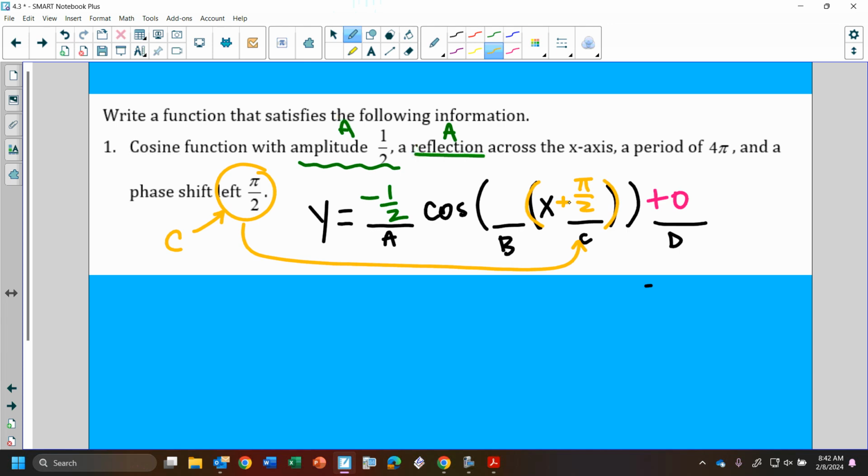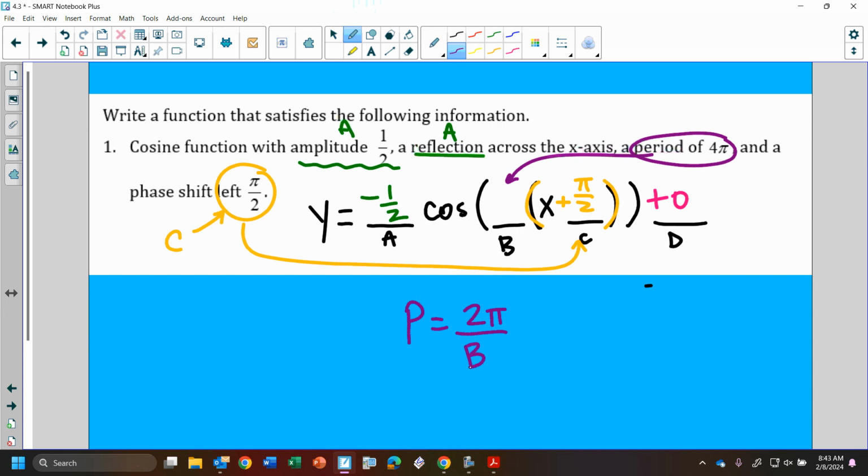All right. Last thing that's left is the period part, the B part. Now this tells us that the period is 4 pi. Does that mean I put 4 pi in for the B value? No. I do not just take the period and plug it into the equation. What I need to do instead is use the period formula to figure out what the B value would be. So what is the period formula? 2 pi over B. Nice.